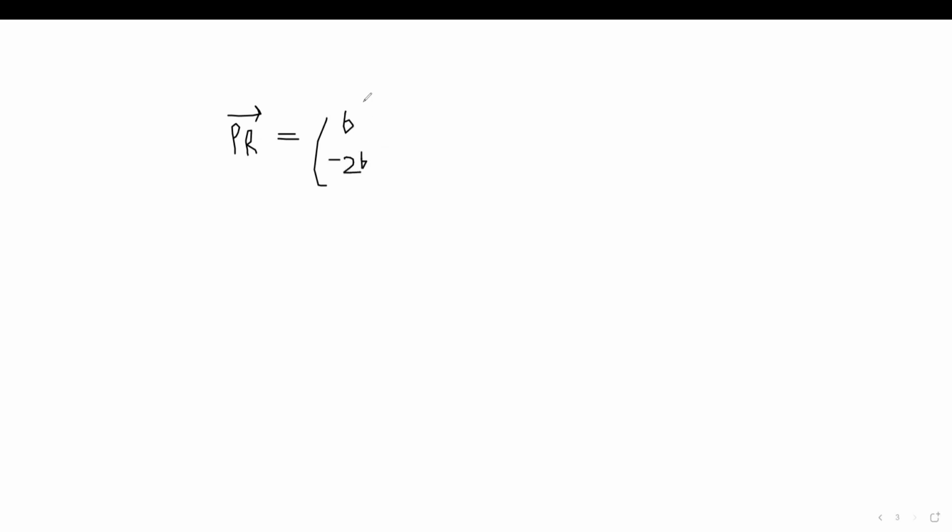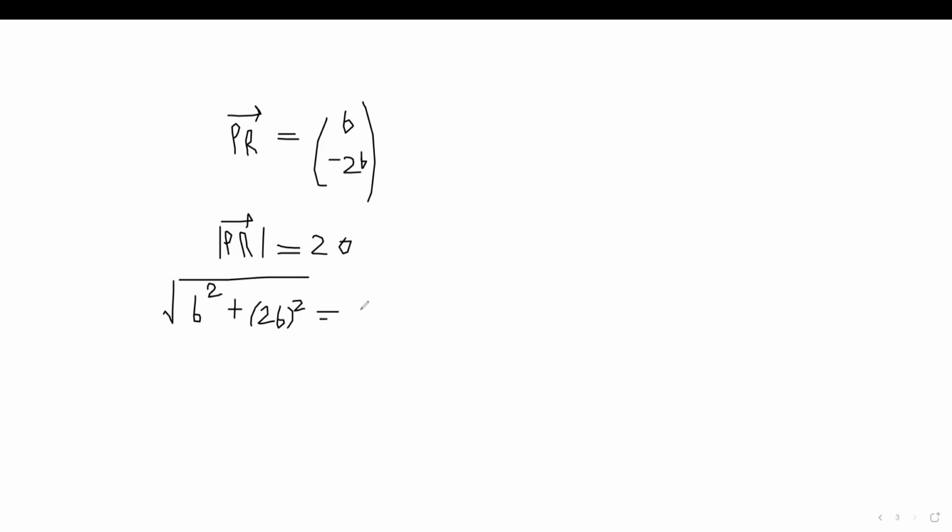That's vector PR. Now if they tell us that the magnitude of PR is equal to 20, then what we know is that the square root of b squared plus 2b squared is equal to 20.